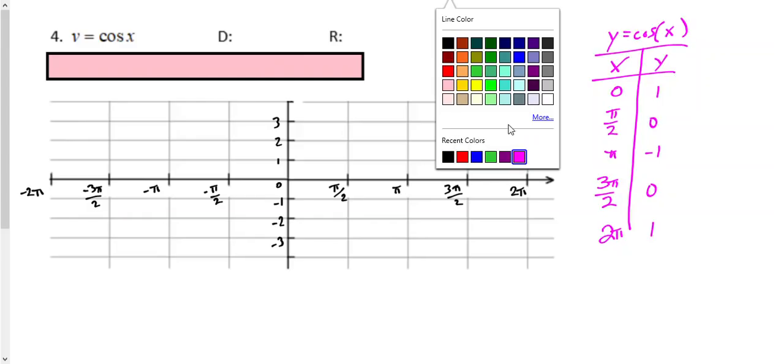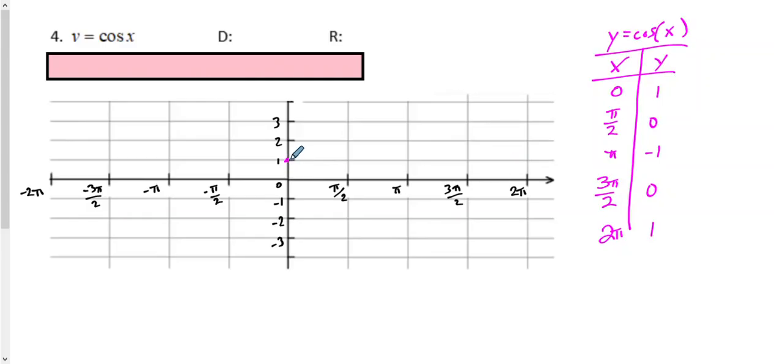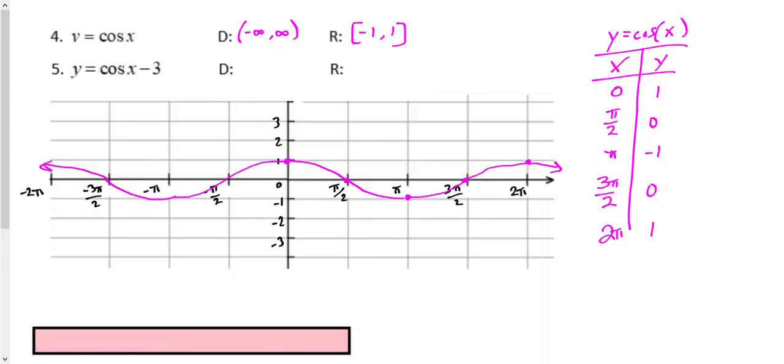All right, so let's put this on. We have 0, 1, we have pi over 2, 0, pi, negative 1, 3 pi over 2, 0, and 2 pi, 1. So here is that curve. We start at the top, go to the bottom, then come back up to the top. And we can continue that pattern indefinitely to the right and to the left. Okay, so our domain has not changed, negative infinity to positive infinity, and our range, thusly, negative 1 to 1. Now, we are going to shift this thing vertically.